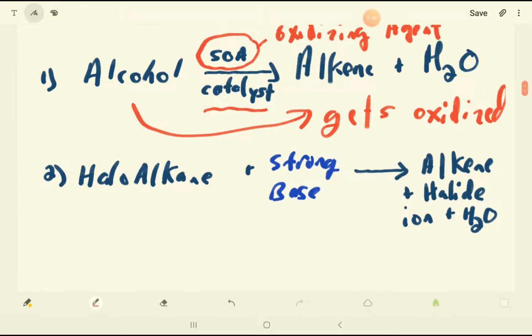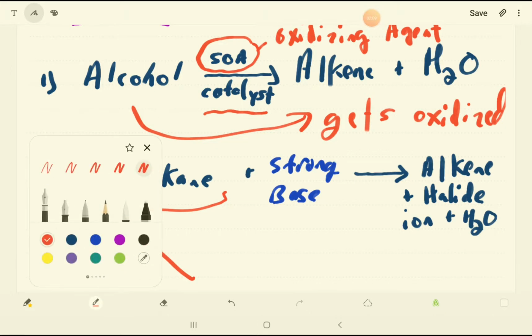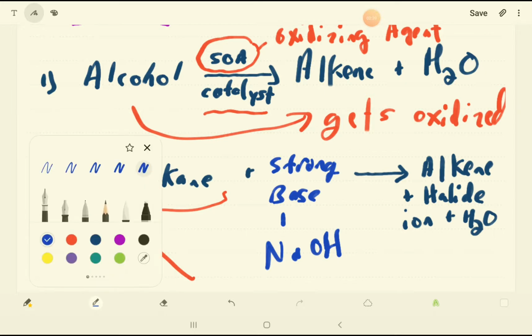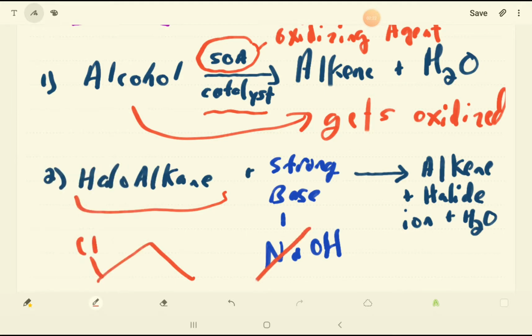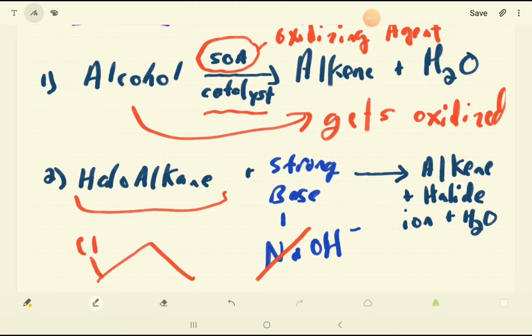The second mechanism is when you have a halogenated alkane, for example, an alkane with a halogen on it, and it's reacted with a strong base. Now, in some questions, they'll write the strong base as NaOH or KOH. Remember, just like in equilibrium, your metals are always canceled out because they end up being spectator ions. So really, the strong base is just your hydroxide ion. And what that leads to is an alkene, the halide, so whatever this was, that's now going to be a halide ion, and water.